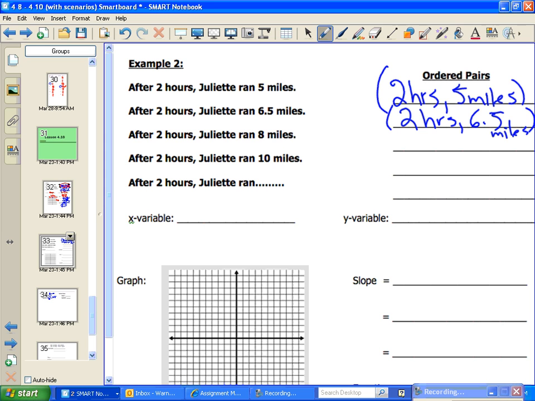Now after those same 2 hours, now I've all of a sudden run 8. After the same 2 hours, all of a sudden I've run 10 now. Back in time, huh?